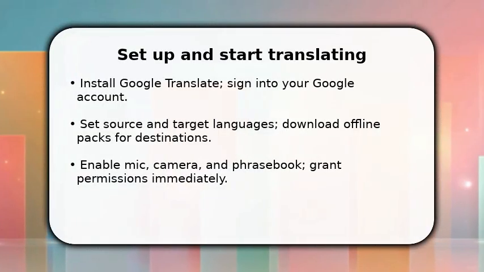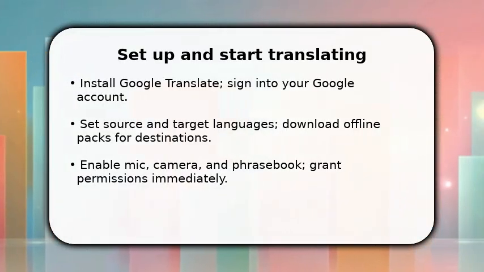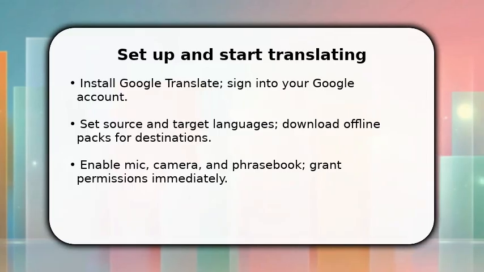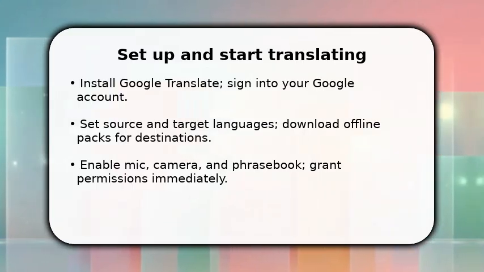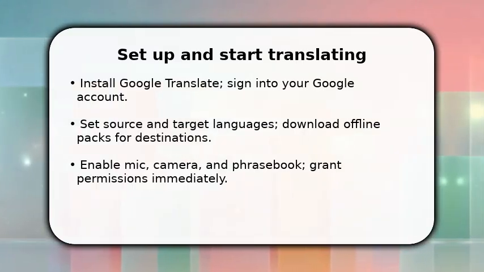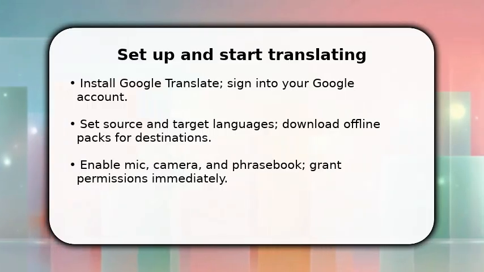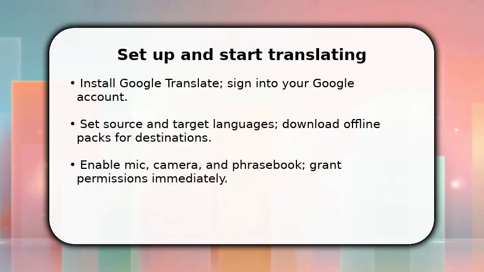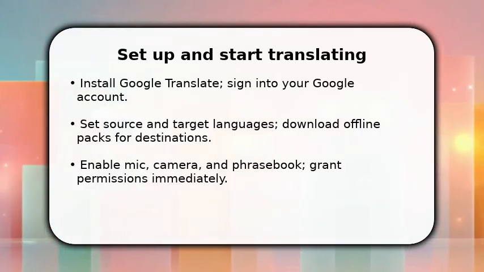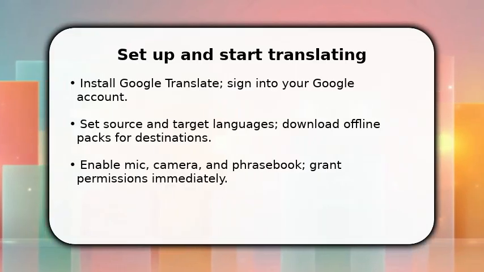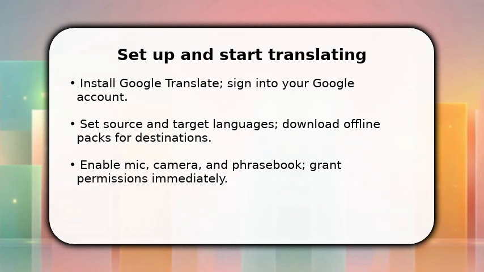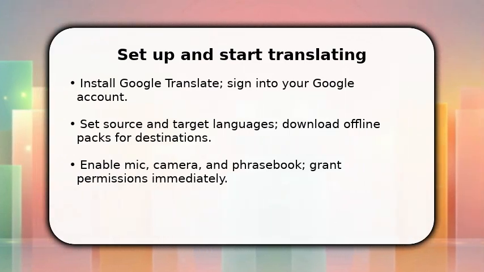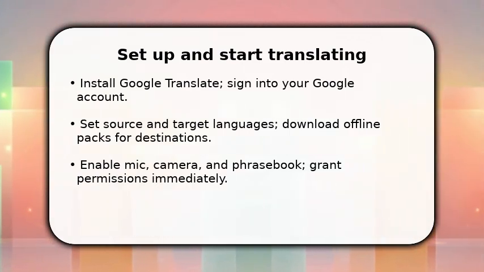You'll begin by preparing the app and grabbing what you need offline. First, install Google Translate and sign in, then pick your source and target languages and download their offline packs so you don't depend on roaming. Once done, grant microphone and camera permissions. These let you speak and scan signs. Now open conversation or camera mode and speak or point at text. You're already translating. Keep the phrasebook ready for quick replies and save short sentences you'll use repeatedly.